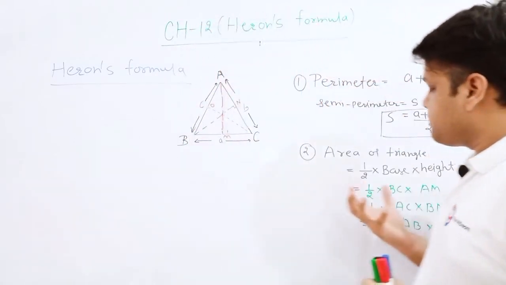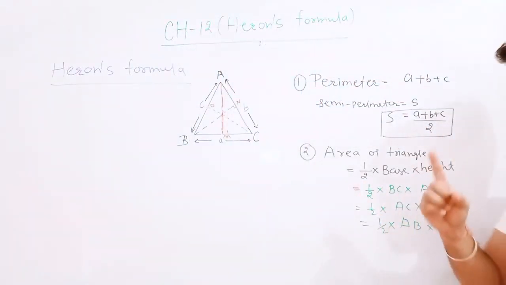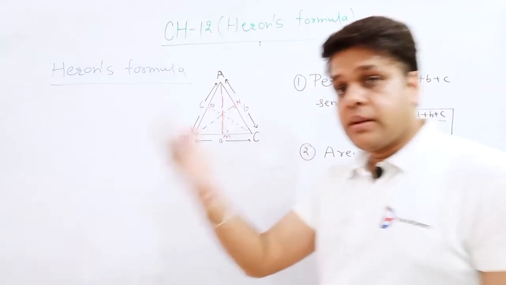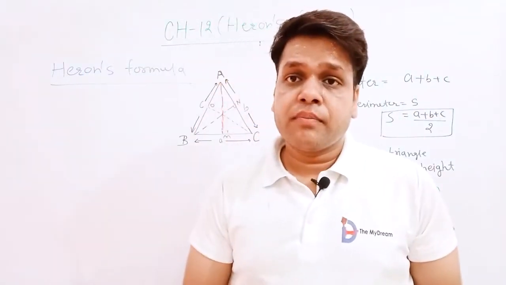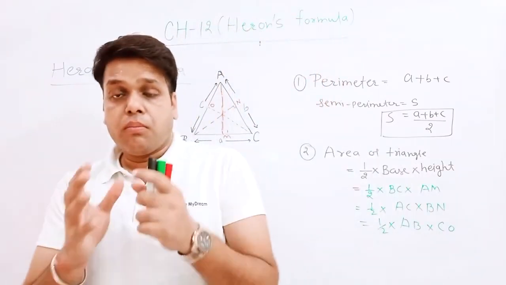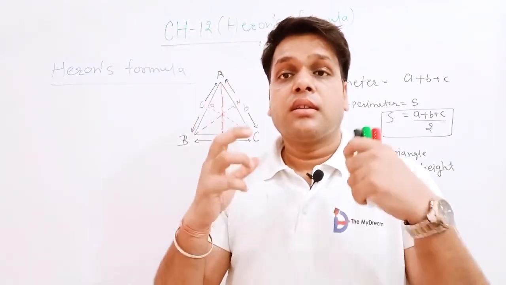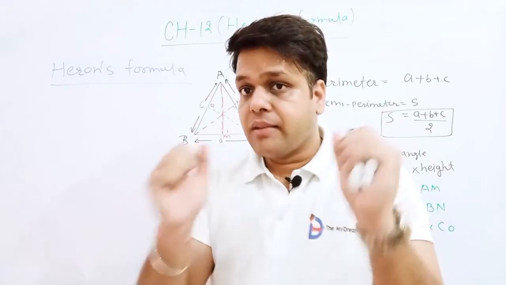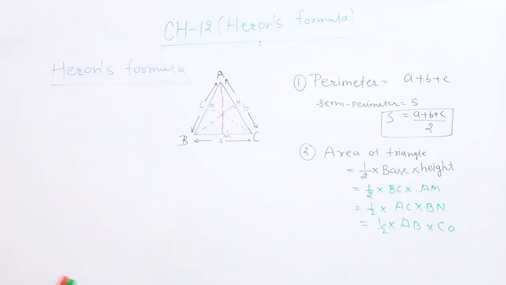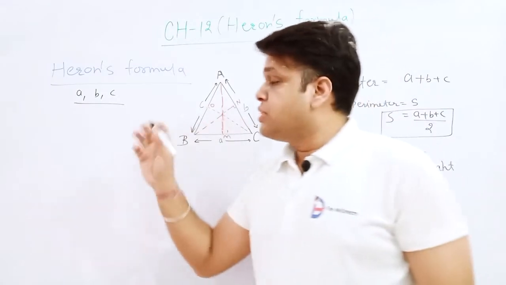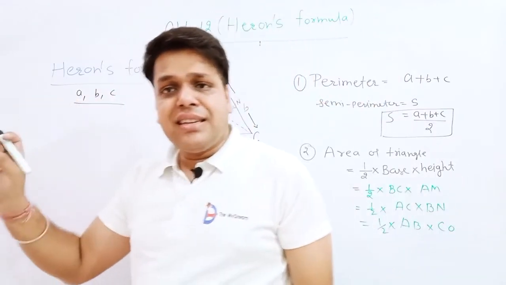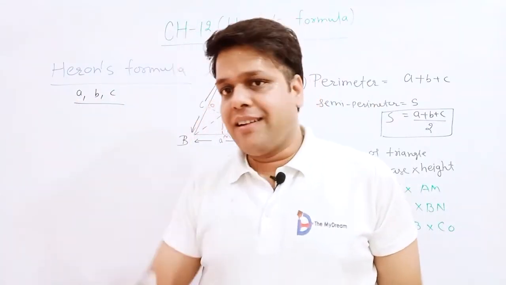In the basic formula, you require one side and the respective height. But in Heron's formula, you only need to know the sides of the triangle. Suppose small a, small b and small c are given in the question. Now, using Heron's formula, you can easily calculate the area.